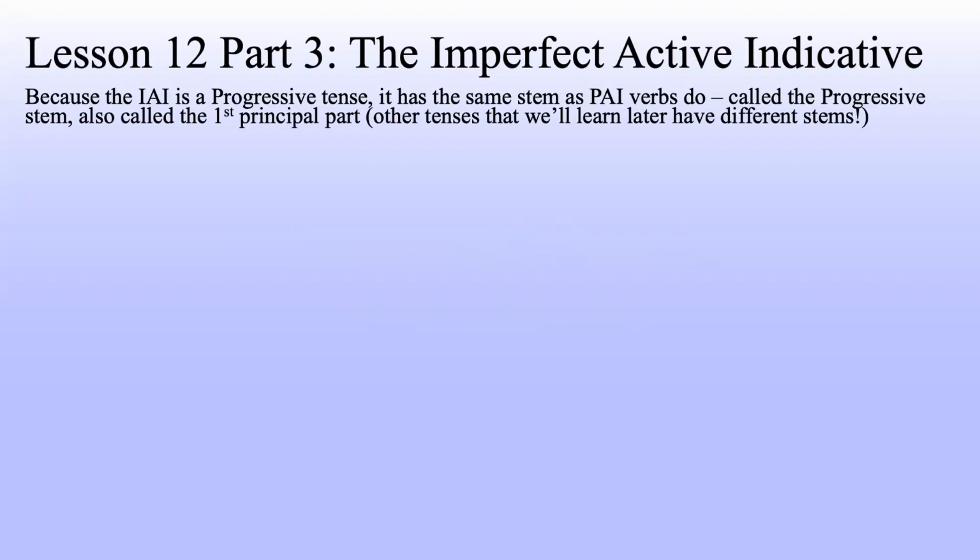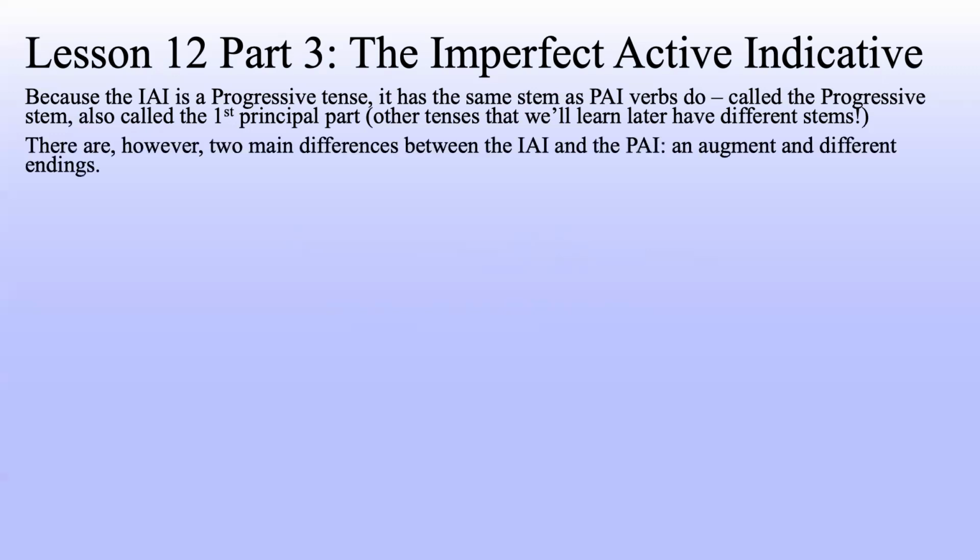Because the imperfect active indicative is a progressive tense, it has the same stem as present active indicative verbs do, called the progressive stem, or also called the first principal part. Other tenses that we'll learn later have different stems. You don't really need to worry about that for the moment, other than to realize that present active indicative and present middle passive indicative and imperfect active indicative and imperfect middle passive indicative all take the first principal part or the progressive stem. Those mean the same thing.